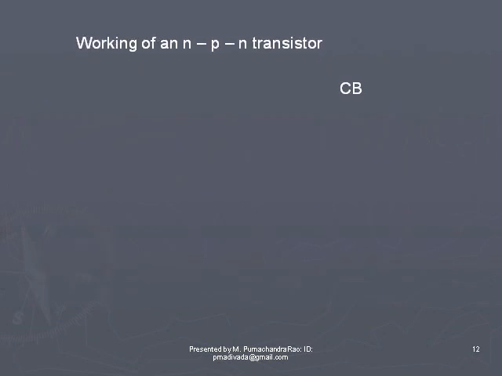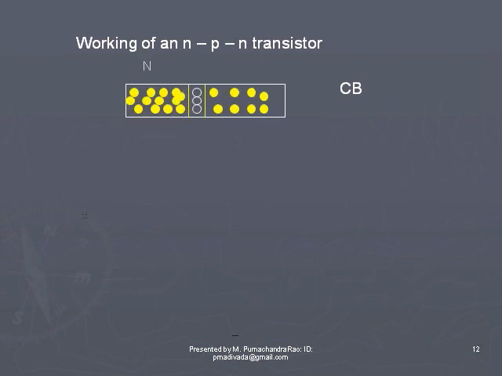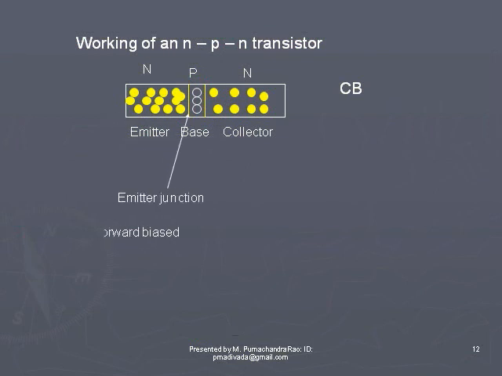Working of an NPN transistor. Let us consider the common base configuration of an NPN transistor. Here NPN indicates the three sections. The left N indicates the emitter, the right N indicates the collector, and the central P indicates the base. Now the emitter junction is forward biased, so the battery positive is connected to the base and negative is connected to the emitter.